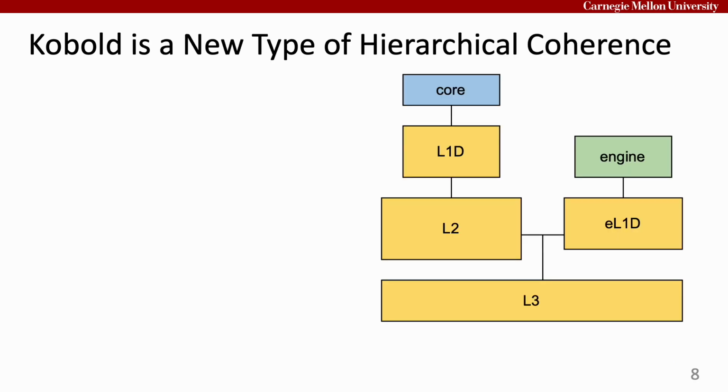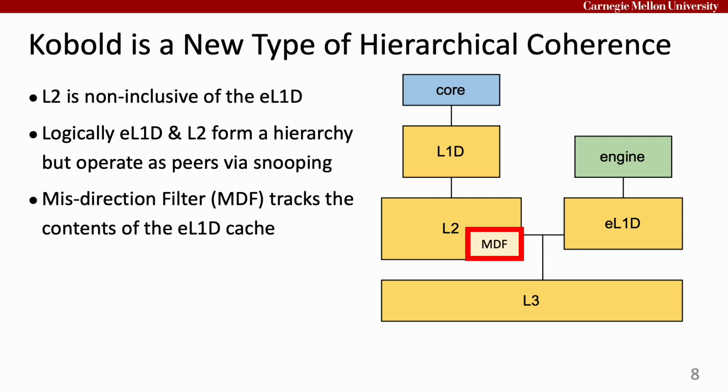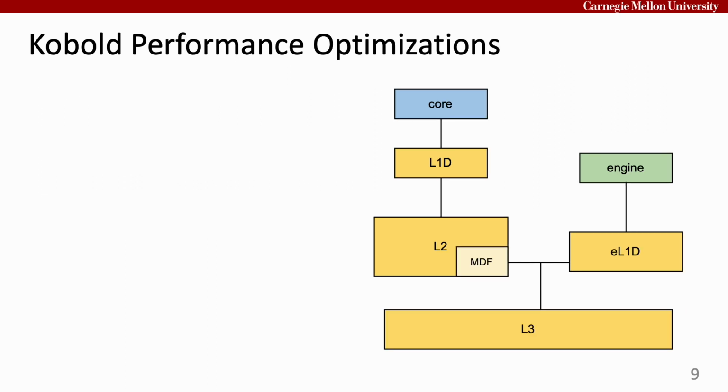Kobold is a new type of hierarchical coherence. Unlike traditional protocols, the L2 is not inclusive of the EL1D, for performance benefits that I will discuss later. And furthermore, the EL1D and L2 operate as peers via snooping to handle many coherence requests. We implement this by adding an additional directory structure, the misdirection filter, within the L2 cache to track coherence between engine and core. Kobold has two main performance optimizations for cache-attached accelerators.